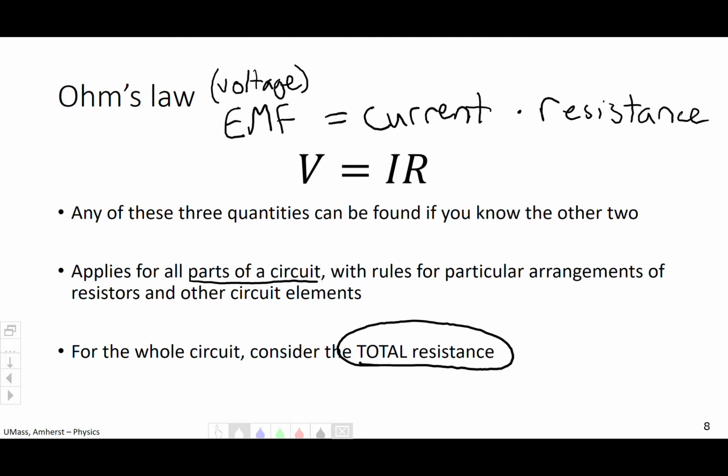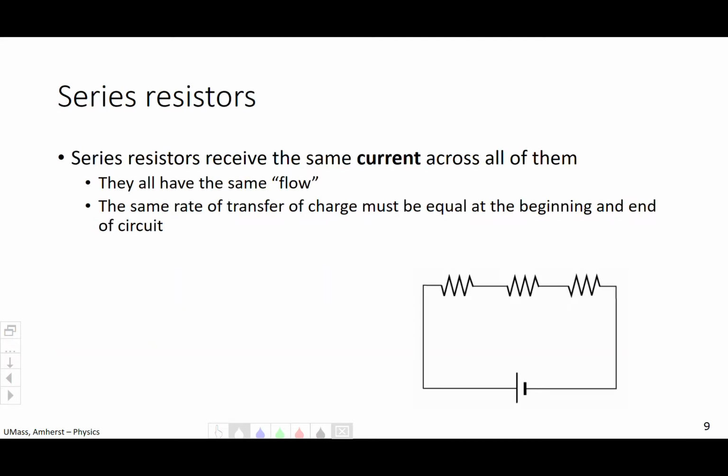All right, so series resistors. There is a rule for series resistors. They all receive the same current. If there is one thing that you need to remember, okay, two major things: series resistors receive the same current. We will see something similar for parallel resistors, but you need to remember that series resistors receive the same current. They all have the same flow of stuff going through them.